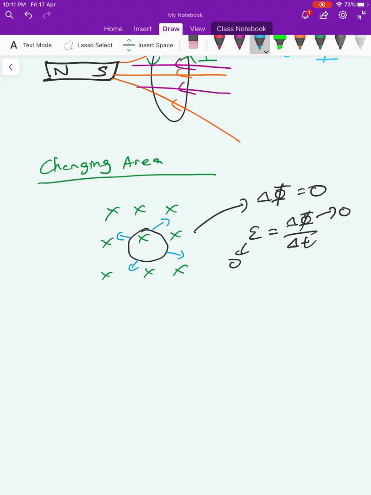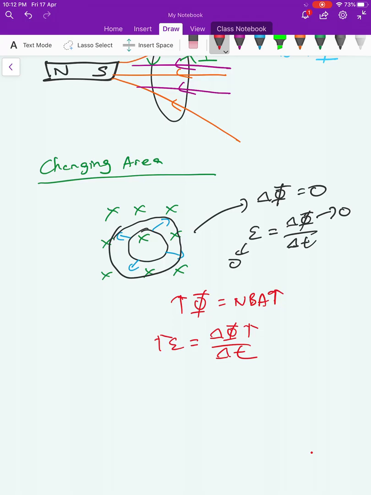但是如果现在我 pull the coil of wire, maybe 变大了, okay? 变大, So 我 area 现在变大了. 现在我 area 变大, flux linkage NBA, okay? 我 area 变大, 我的 flux linkage 也变大, okay? So there's a change in flux linkage, right? There's a change in magnetic flux linkage.